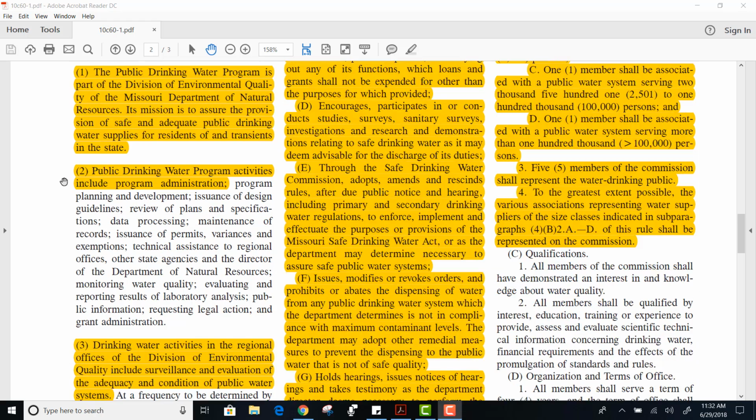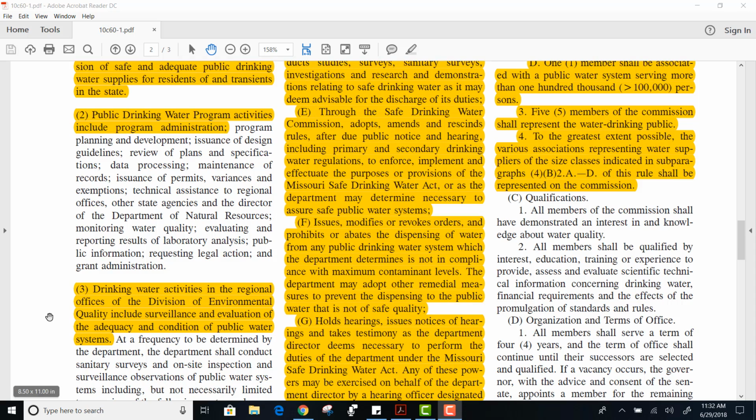Public Drinking Water Program activities include program administration. This is basically the headquarters at Jefferson City. They pretty well control the program, the data, the records, issuing the permits, and any kind of variance, new applications. They control the regulations.